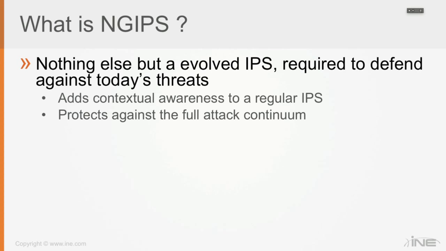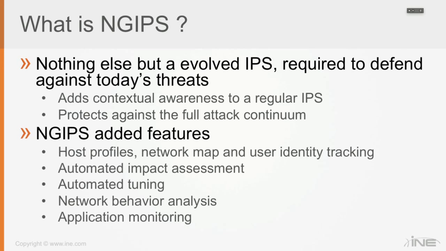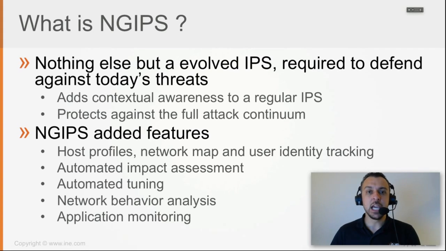But to translate that into facts, the next generation IPS added features is that it can profile the hosts. If it profiles the hosts and does the network map and user identity tracking, it means that, for example, if the IPS detects an attack, which let's say it sees web traffic destined to a Linux box, and that web traffic is malicious, but actually is malicious only if the end system would be a Windows system or a Mac system, because the vulnerability is present only on Windows systems and Mac systems, not on Linux systems, for example.